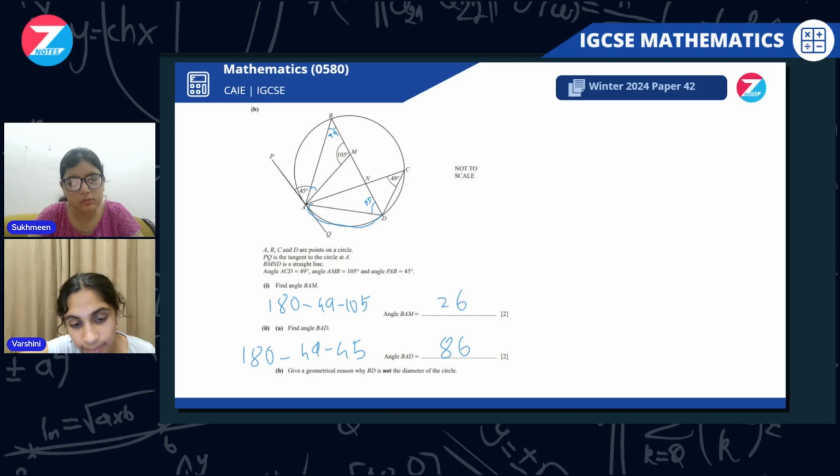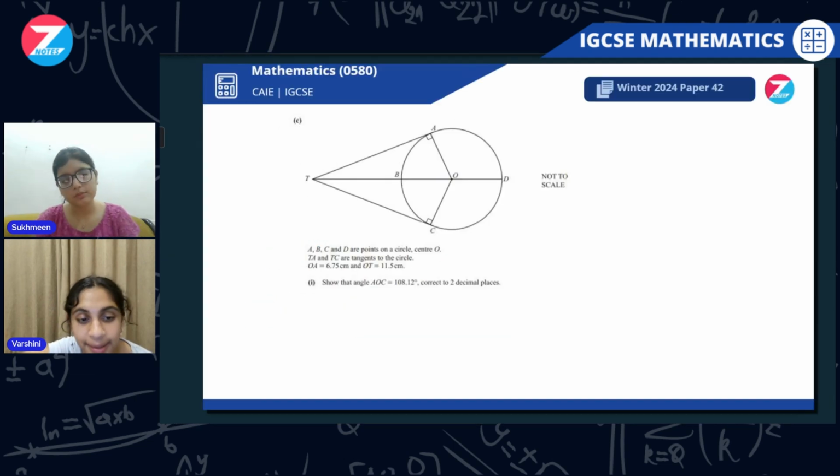Okay, give a geometrical reason why BD is not the diameter of the circle. So we know that the angle of BAD, which we found, is 86. But we also know that for triangles that have one length as the diameter of the circle, the angle is always going to be 90 degrees, and angle BAD is not equal to 90 degrees. Hence BD cannot be the diameter of the circle.